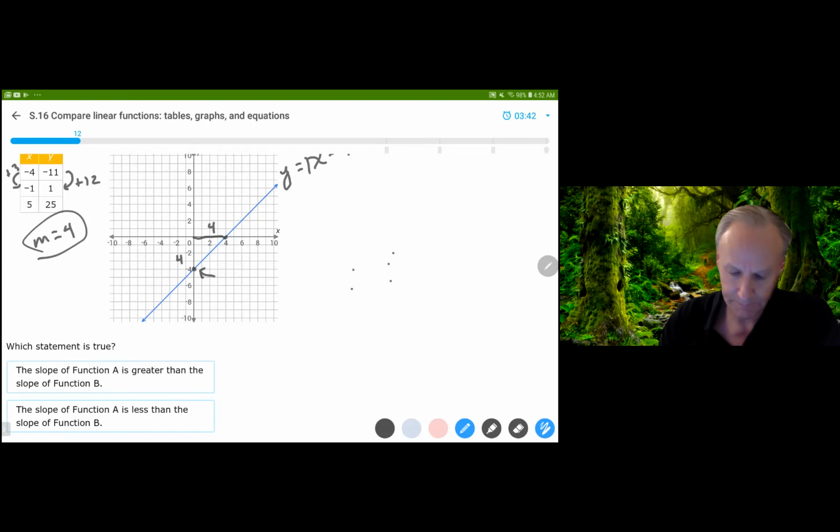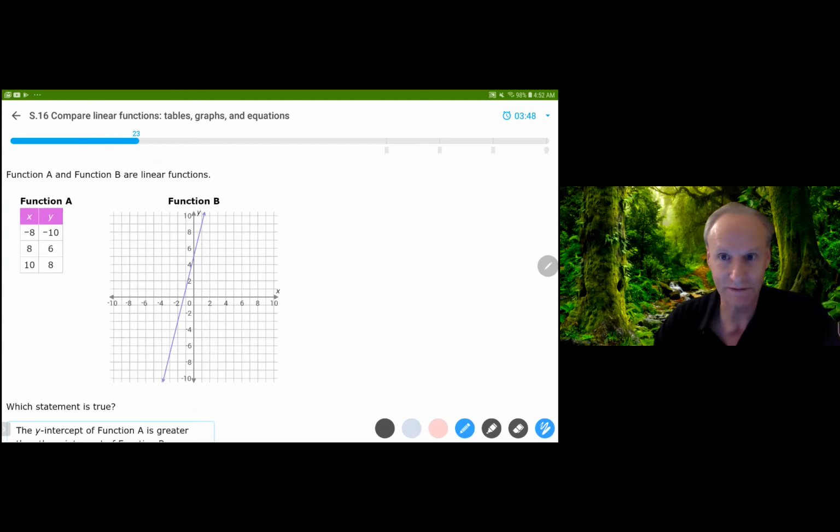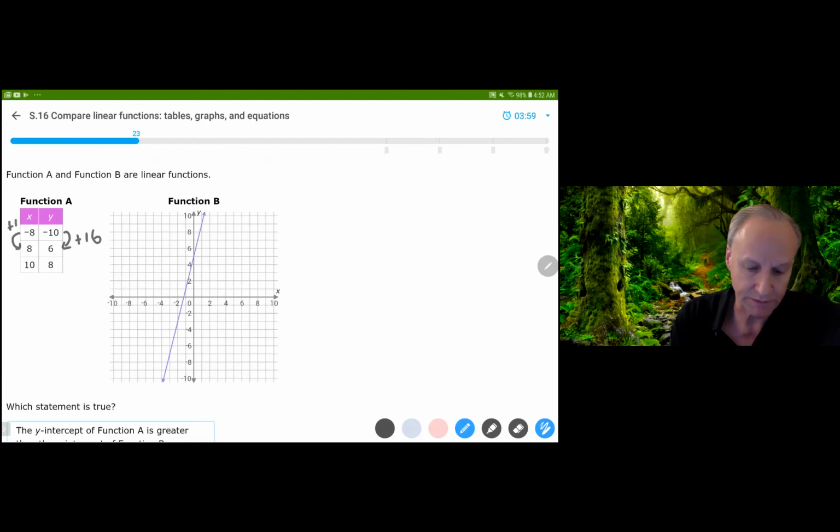So let's see. There it is. Okay, we're going to speed it up as we go along. So hopefully you paid attention. Oh, and I forgot to do the other slope. All right, well, I'll do it this time, I promise. So we went from negative 10 up to 6, which is an increase of 16. And from negative 8 up to 8 is an increase of 16. So this one has a slope of 1. So function a has a slope of 1.